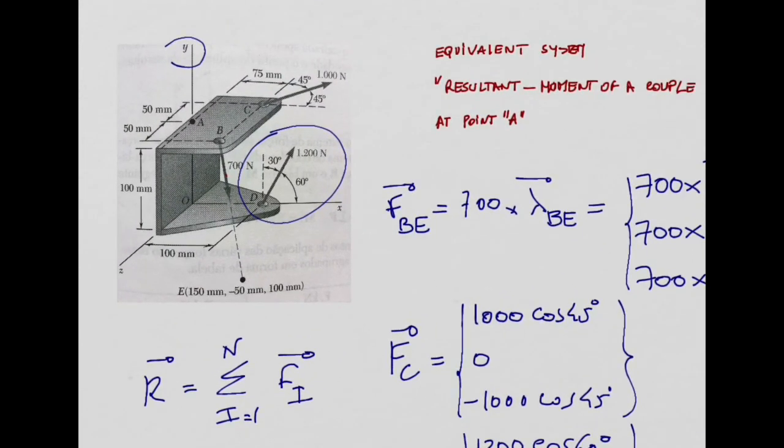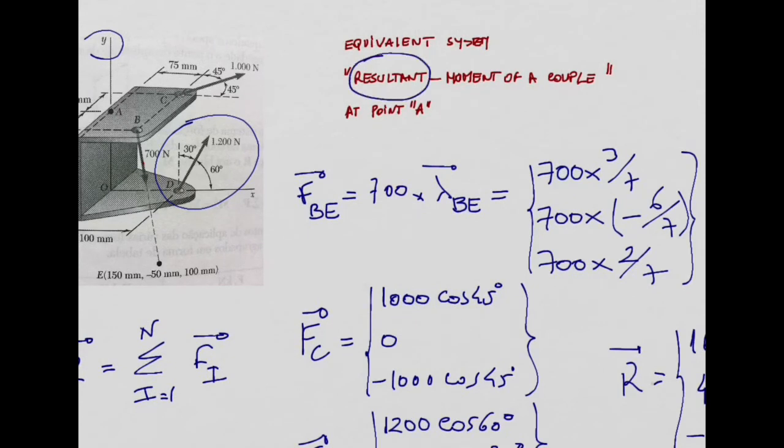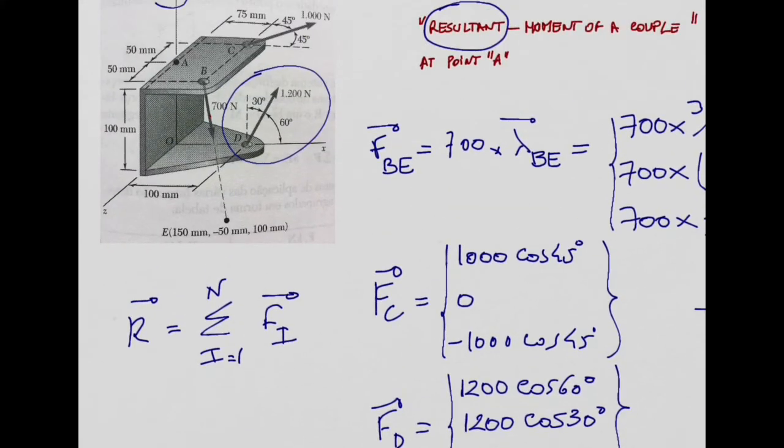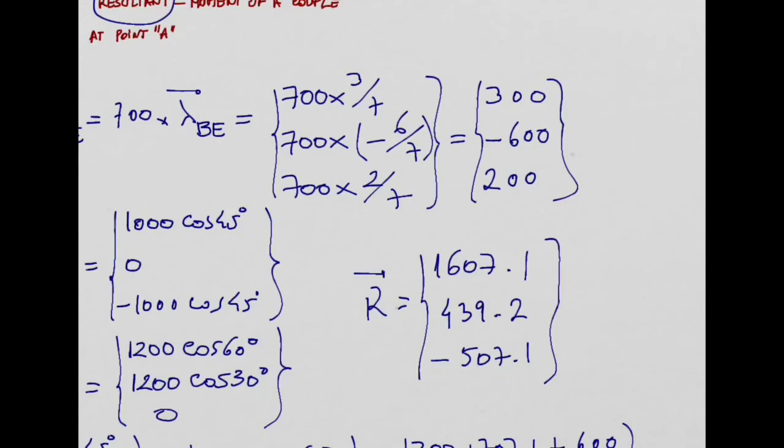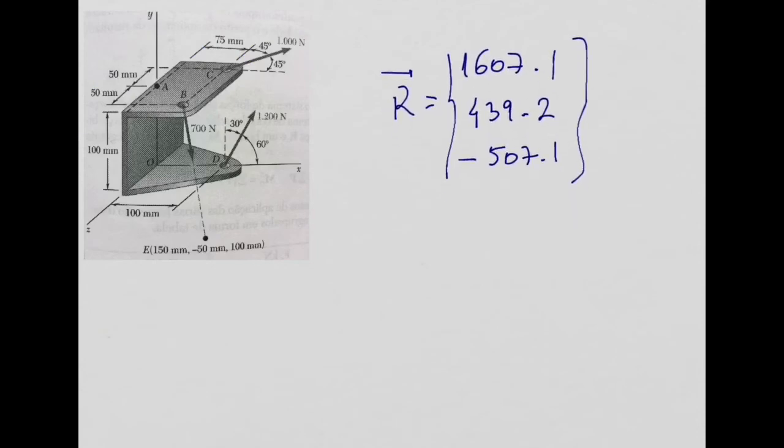So we calculated the equivalent system, the resultant of the forces. Now we need to calculate the moment produced by all of these forces about point A. I'm going to copy this figure, paste it here again on a clean space. Let's work the moments now about point A. I'm just going to copy as well the final result we obtained for the resultant. Leave it here, and let's work the moments now about point A, moment produced. So let's start with force FBE.